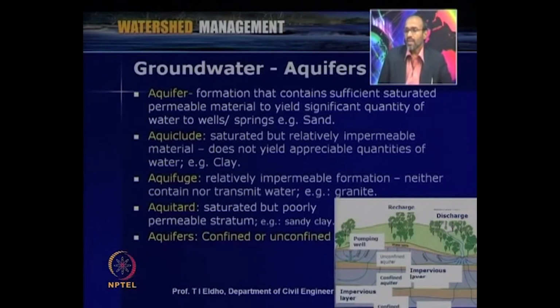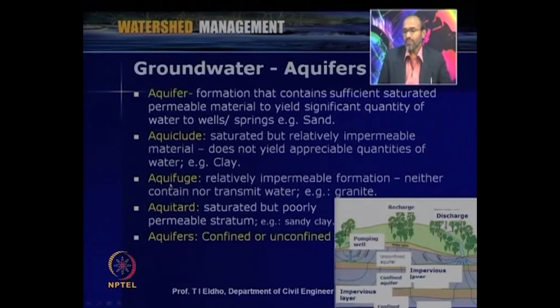And then there are classifications like aquiclude. Aquiclude is a saturated but relatively impermeable material and it does not yield appreciable quantities of water. Say, for example, clay formation. Once it is saturated, it contains so much water, but we cannot drain the water easily. So, it is a relatively impermeable material. That kind of soil formation is called aquiclude.